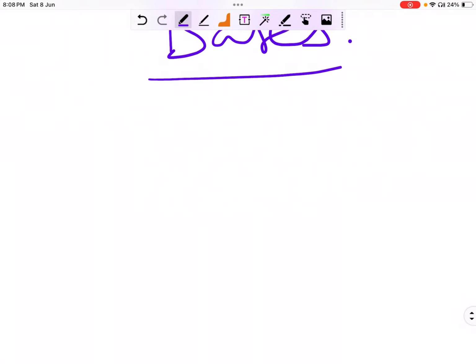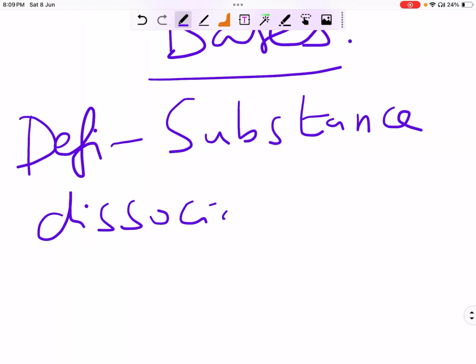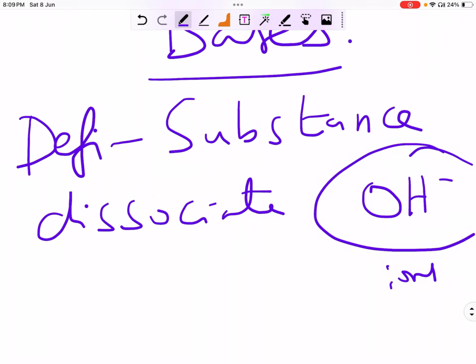Okay, first of all, the definition: substances that dissociate to give OH minus ions are defined as bases. So when you get H plus, it is an acid. When a substance dissociates to give OH minus, it's a base. So you have a few examples for bases.